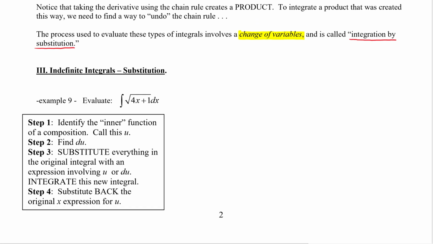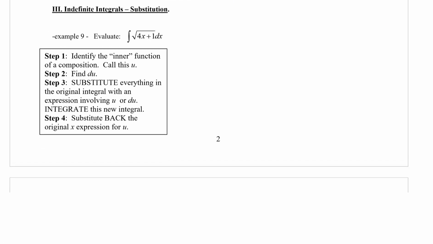All right, so let's move on to part 3 here, indefinite integrals substitution. Example 9. Evaluate the integral of the square root of 4x plus 1 dx. We're going to start off with step 1 here. Step 1 is identify the inner function of a composition, and we're going to call this u. In order to identify the inner function here, and I am putting a cloud around the word inner, it's very important that you know which one is the inner and which one is the outer function. So the inner function in this case is going to be the 4x plus 1.